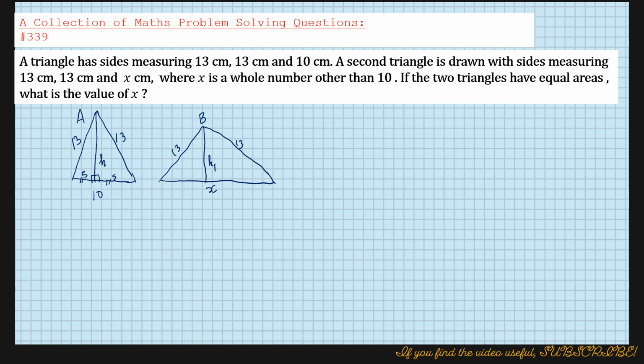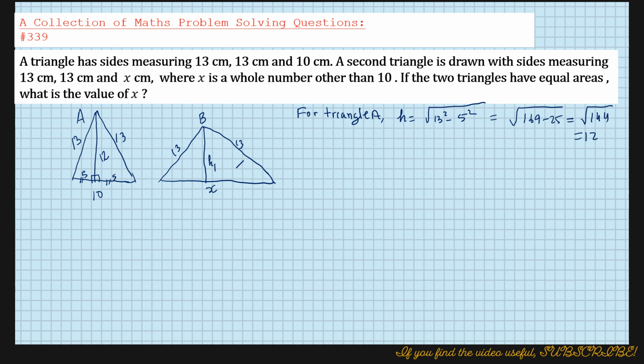So we can say that for triangle A, h would be the square root of 13 squared minus 5 squared, and that would be the square root of 169 minus 25. That would be the square root of 144, and that's 12. So the height here for triangle A is 12.